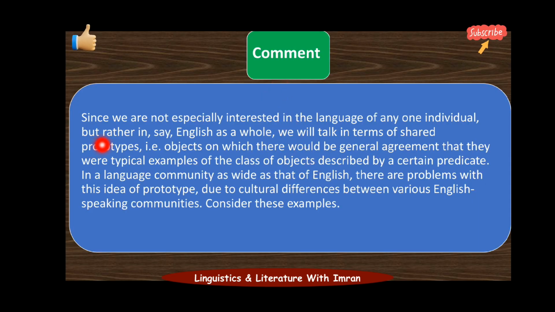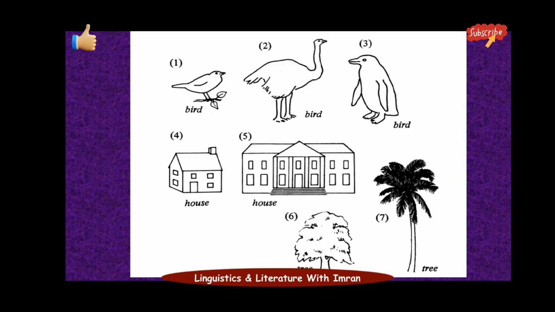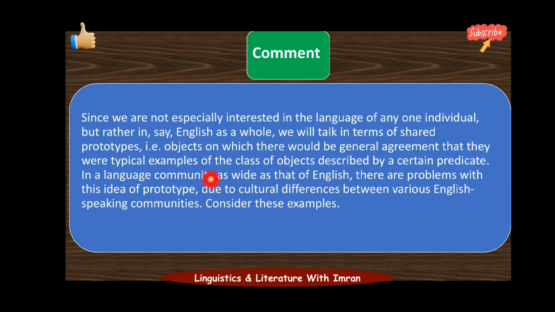Comment. Since we are not especially interested in the language of any one individual, but rather in, say, English as a whole, we will talk in terms of shared prototypes. For example, objects on which there would be a general agreement that they were typical examples of the class of object, right? Where people agree, because people agree that this is the prototype of a bird in the English language. This is the prototype of a house, right? So we will talk about what the agreement is, and that these belong to the same class of object.